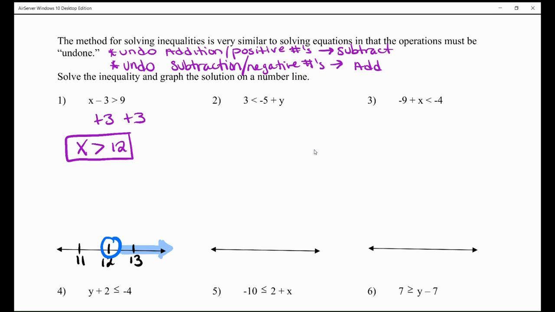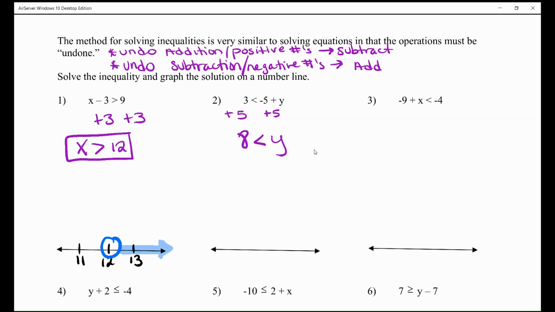For number 2, on the side with the variable, we have negative 5 plus y. So to undo that negative number, we're going to add 5 to both sides, because negative 5 plus 5 is 0. That's how we isolate the variable. So we get 8 is less than y.